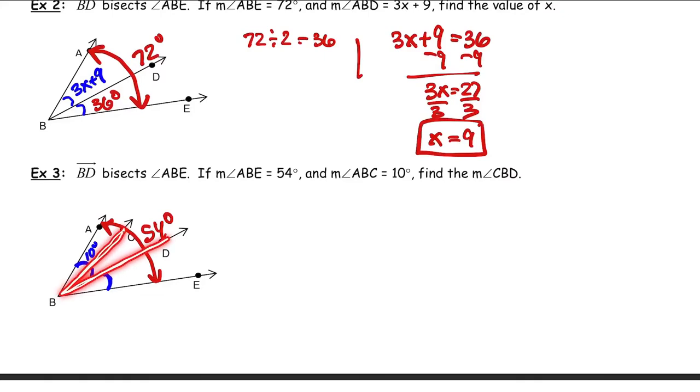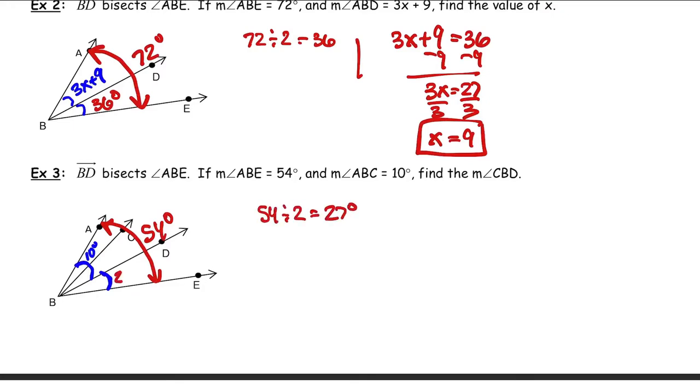So I really don't need an equation here. You can use an equation if you want. Put an x in here and figure something out. But I'm just going to deal with the numbers I have. So it says here bisects. That means this angle and this one are congruent. Well, if the whole thing is 54, what I need to do first is take 54 divided by 2. Okay, that gives me 27.